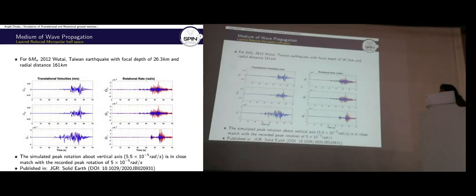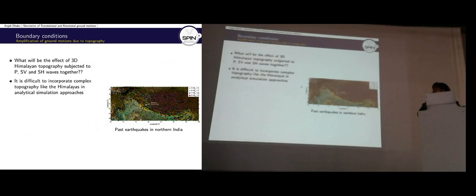However, when we see the rotational rate, there is a drastic difference. And also, the rotational velocities that we obtained about the vertical axis, the peak value matched with what was reported in the literature. So this gives us an idea that maybe this theory can be explored further, particularly for simulating the rotational ground motions. Once we are done with the source and the medium, we moved to the topographic conditions.